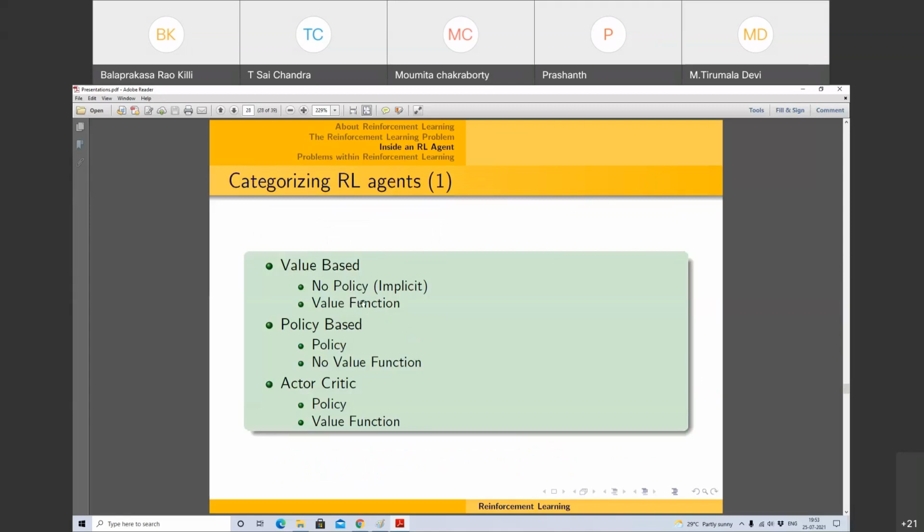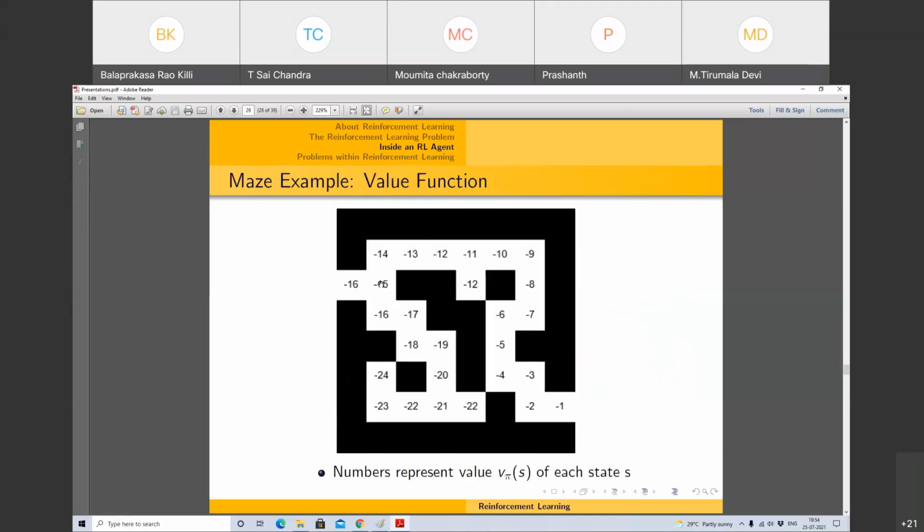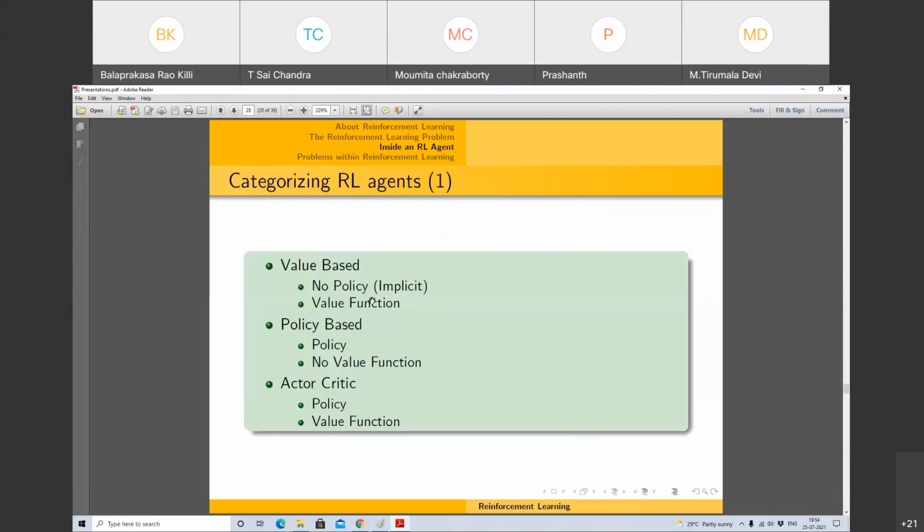Reinforcement learning agents can be categorized into value-based RL agents or policy-based RL agents. Value-based means they use only value, no policy. They will not store any policy. But if you have a value function, you can determine policy. Just now I have described here: if you have a value function, let us say these values, then based on this, you can determine the action, right? So if you have a value function, policy is implicit.